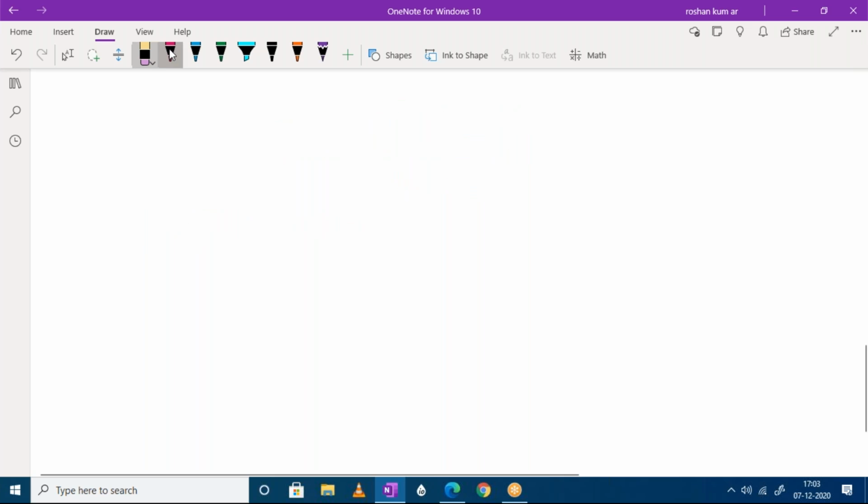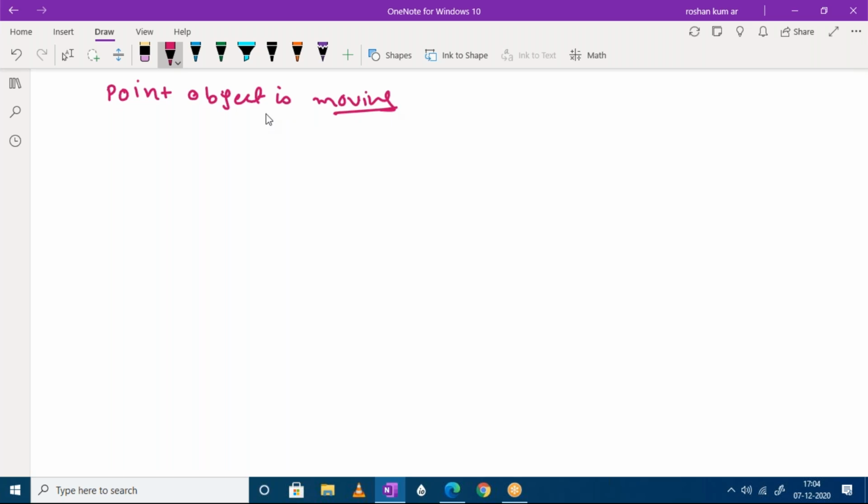That is called whenever a point object is moving. Am I good guys here? All of you? Whenever a point object is moving, something which I want you people to be with me and confirm whether you guys are able to follow or not.